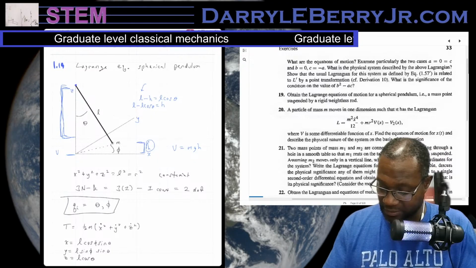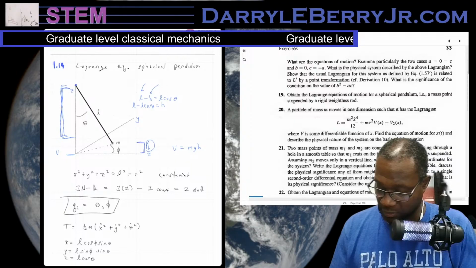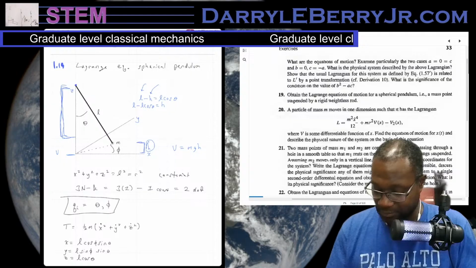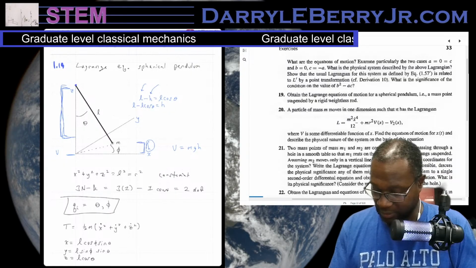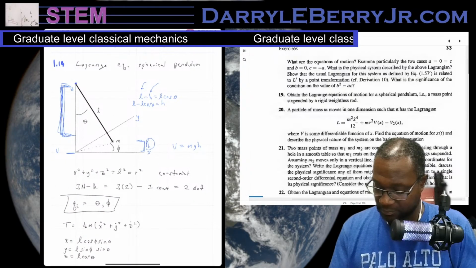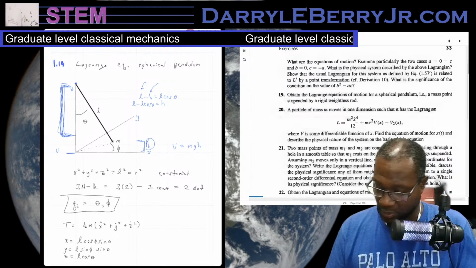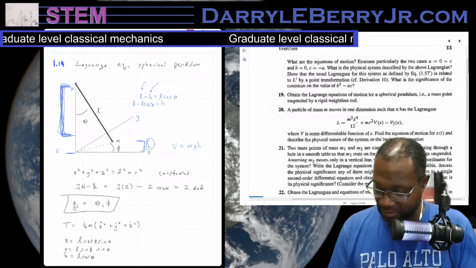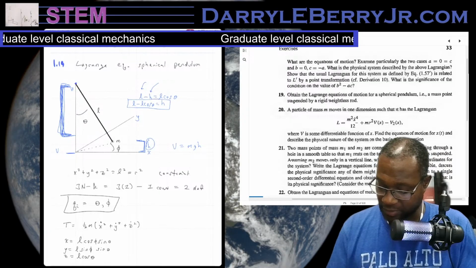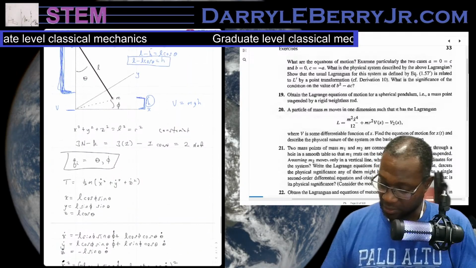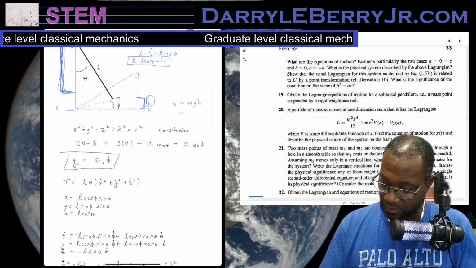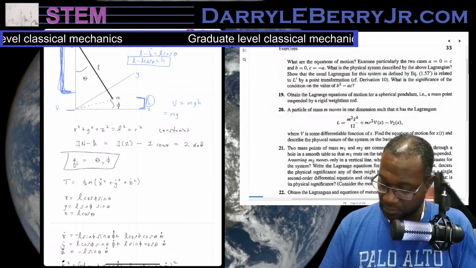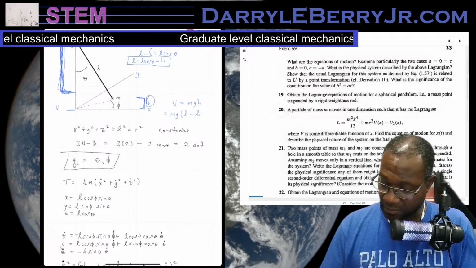We have the full distance minus the distance that's not how high it is, which equals how high it is. And that's how we get to this right there. So we can say V equals mg times L minus L cosine theta.